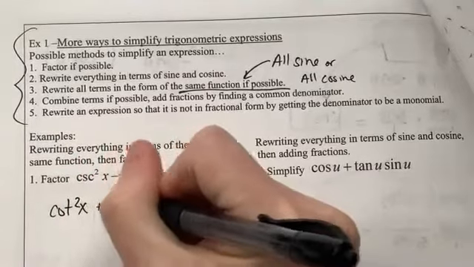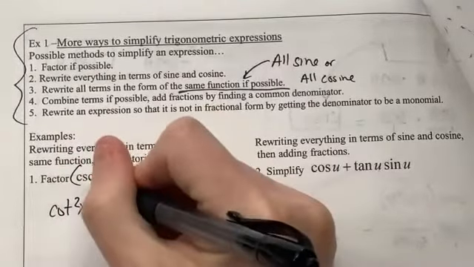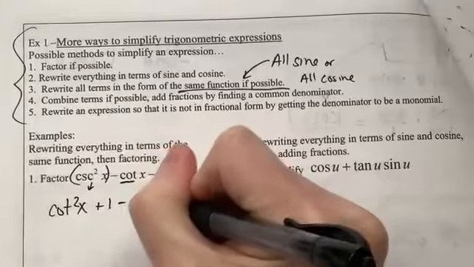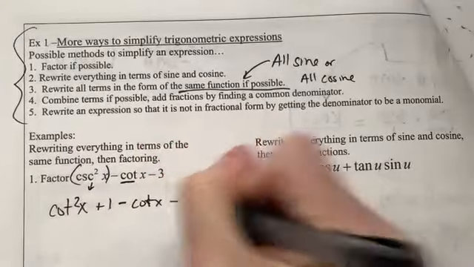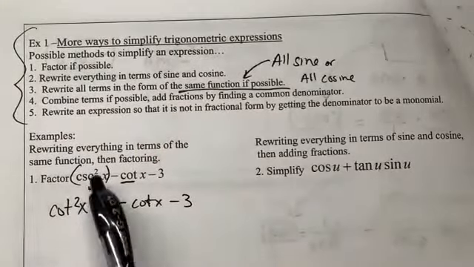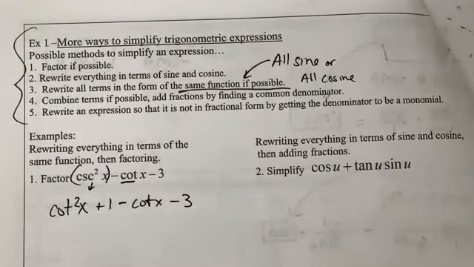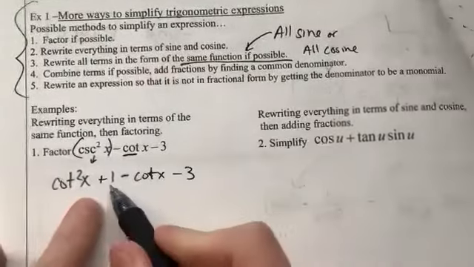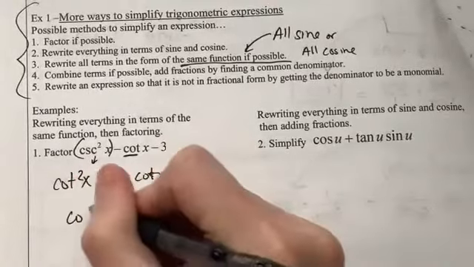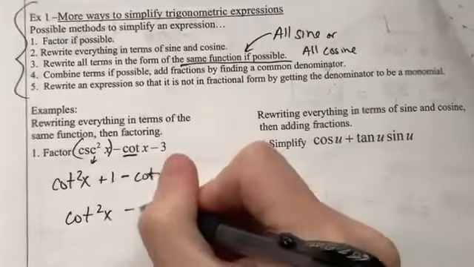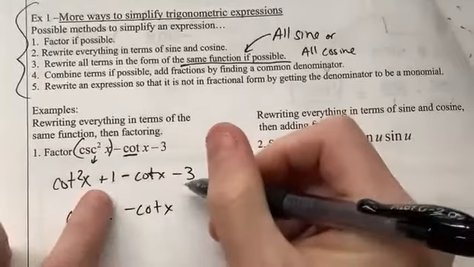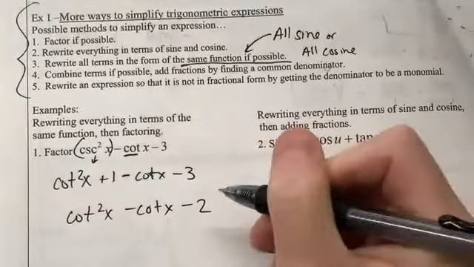So this right here would just turn into this. And then it would still be minus cotangent of x minus 3. That's just one of the identities. What's good about that is that now everything's in terms of cotangent. So if I just combine the 1 and the negative 3, I'd end up with cotangent squared of x minus cotangent of x, and the plus 1 and the minus 3 will be minus 2.